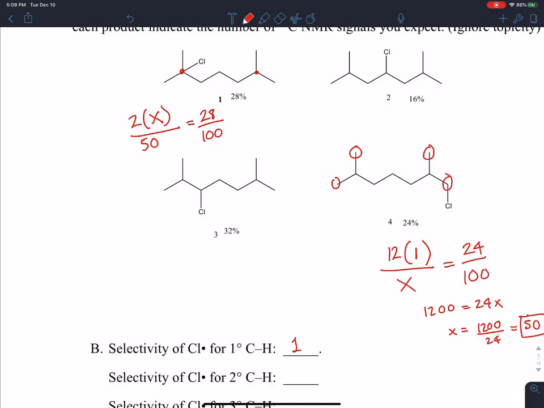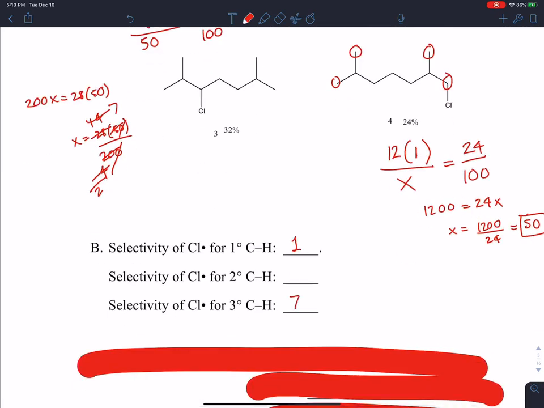This will end up giving me 200x equals 28 times 50. If you keep going with this, x is going to end up being 28 times 50 divided by 200, or 4. So 28 divided by 4, well, 2, 1, 4, and this is 7. You could put it on the calculator, I just ended up doing the math, but you should end up getting 7. So the selectivity for a tertiary spot happens to be 7.